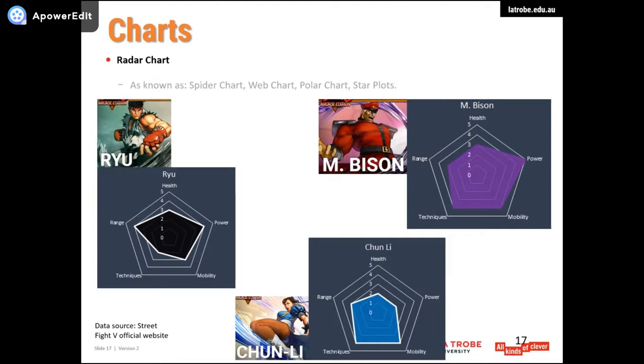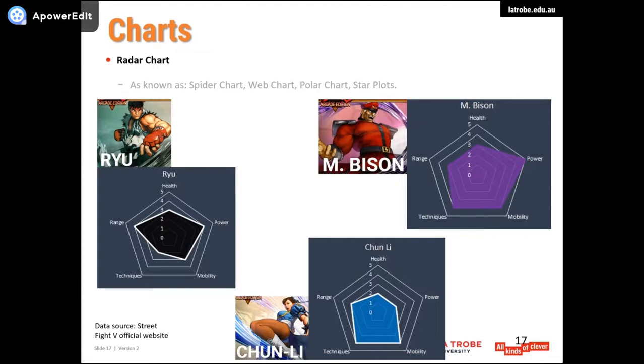The other character is called Bison. He's very good at power, mobility, and tactics, and not too bad for range and health as well. That's why we call Bison a boss character. By using a radar chart, we can easily see the difference between different characters and choose which one is best for us. So right now, you have learned all the important charts in Excel. Hopefully you are able to choose the correct chart in different scenarios.